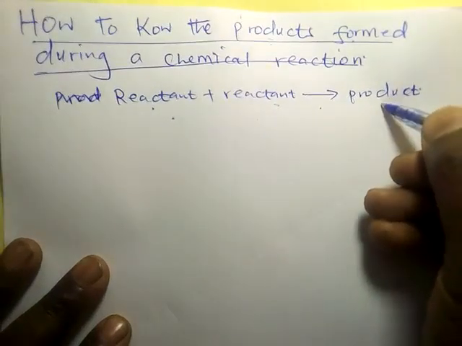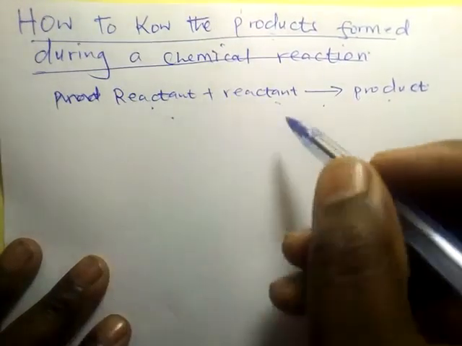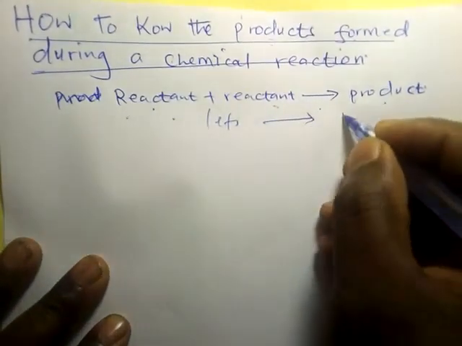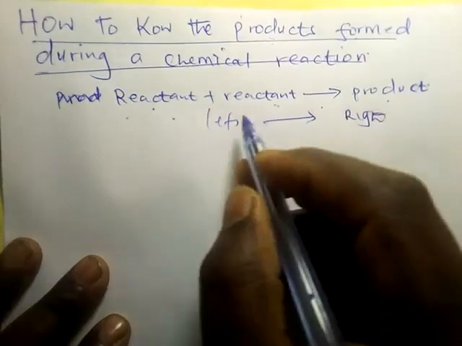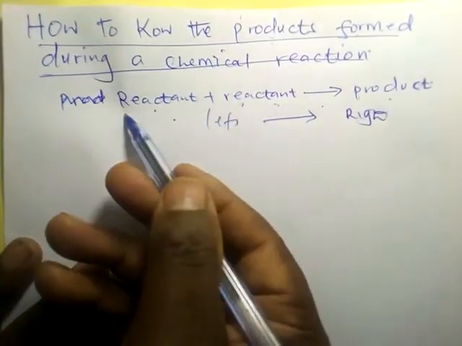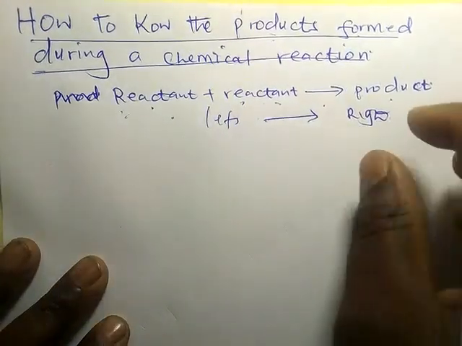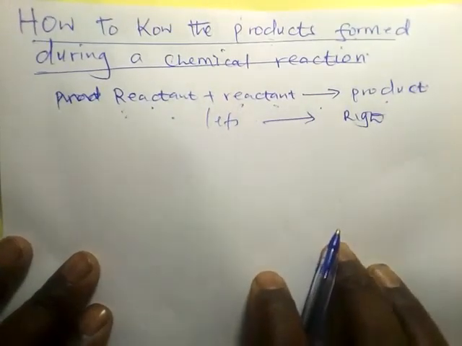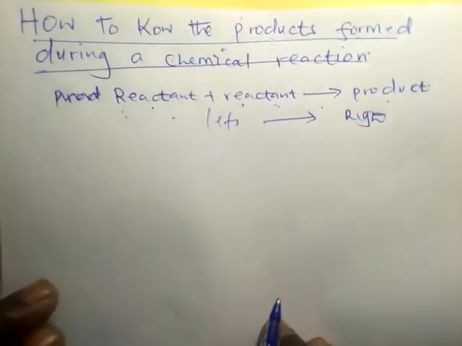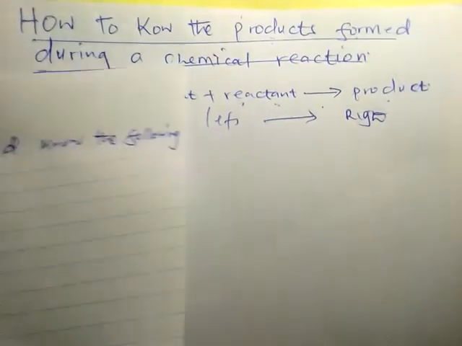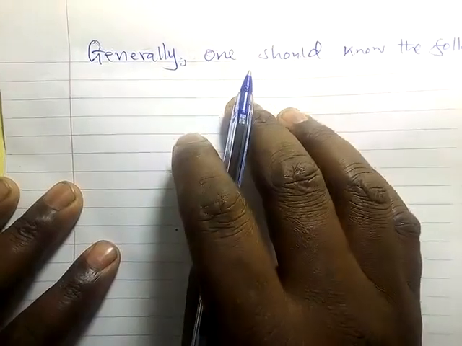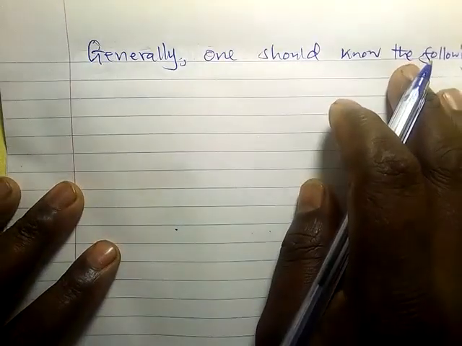Right? So reactants are always written on the left side. This is the left, and after the arrow is called the right. So the reactants are written on the left side of the equation, and the products are written on the right side of the equation. So for you to know what products are formed, there is this information which you must know. Generally, you should know the following.